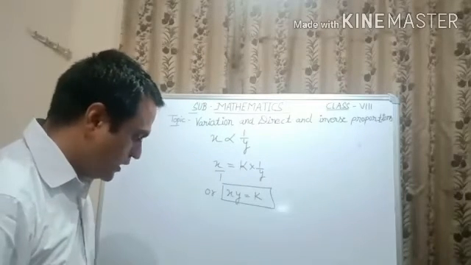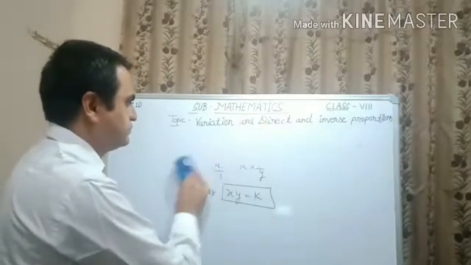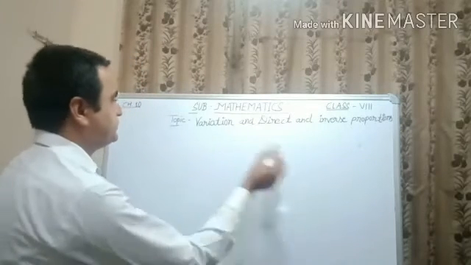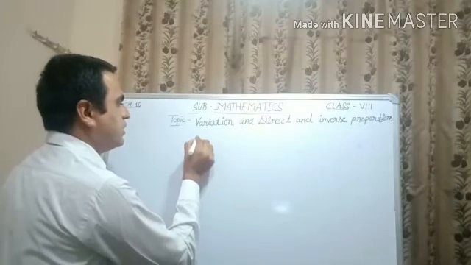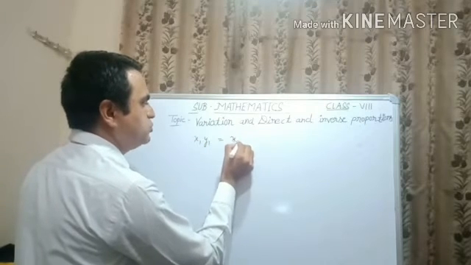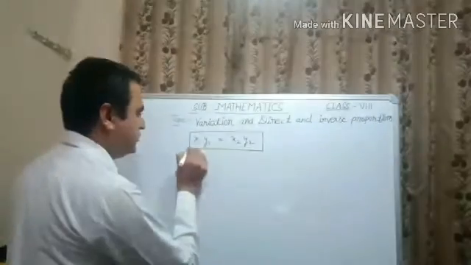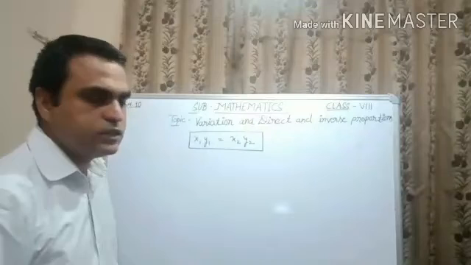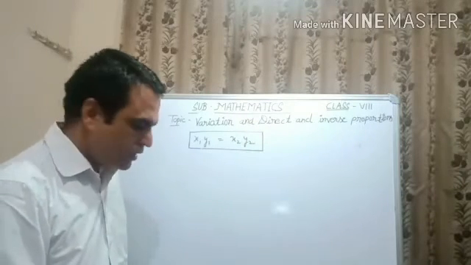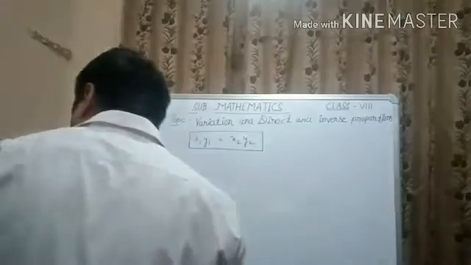This is the general equation for inverse proportion. Now the other formula for inverse proportion is x1 y1 equals x2 y2. This is the other formula for inverse proportion: x1 y1 equals x2 y2. Now we move towards some questions which are related to our book.